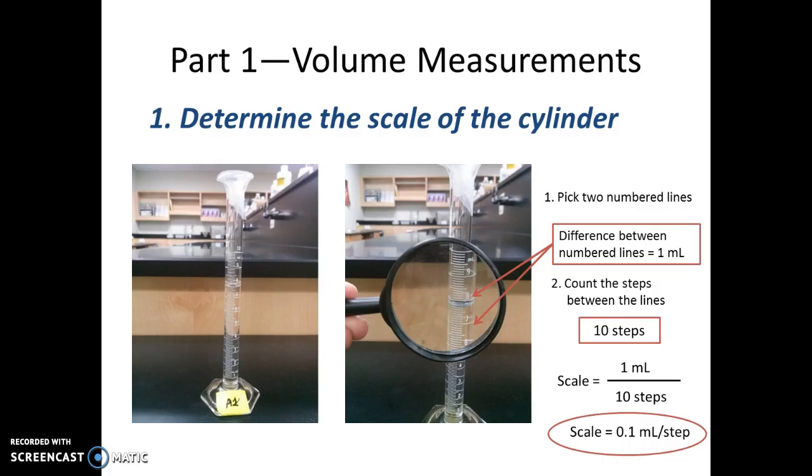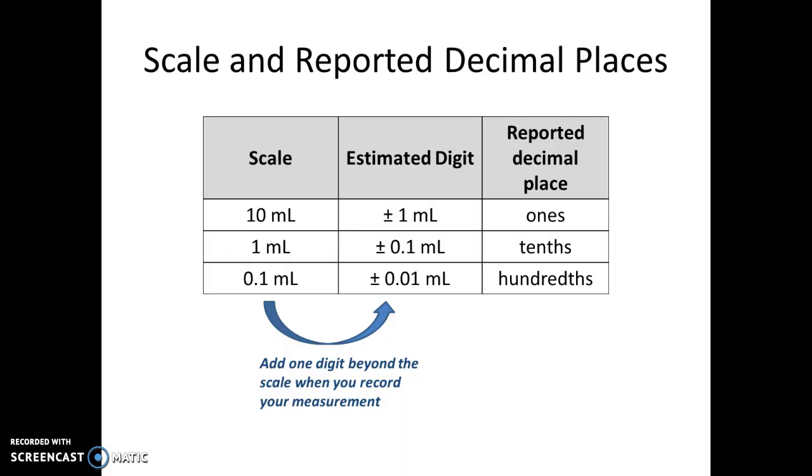Sometimes when we report the scale of a graduated cylinder, we just report it as 0.1 milliliters, and that represents how much the volume increases as you go from one line to the next on the graduated cylinder. The reason it's important to determine the scale of a graduated cylinder is that it tells you how many digits you can record with your measurement.